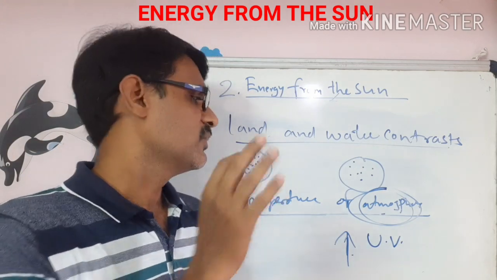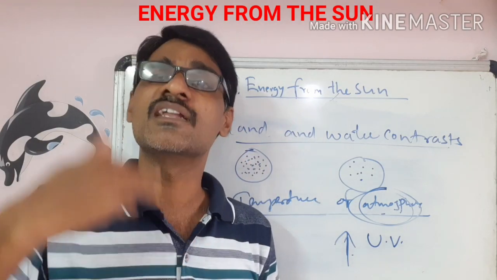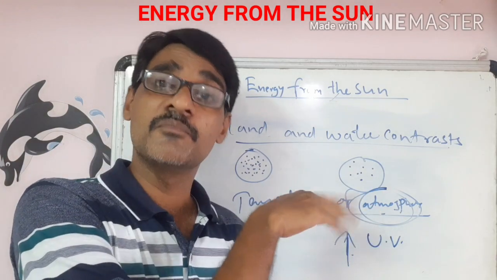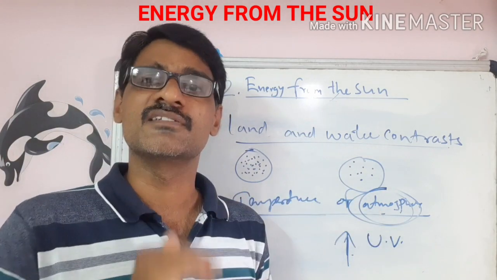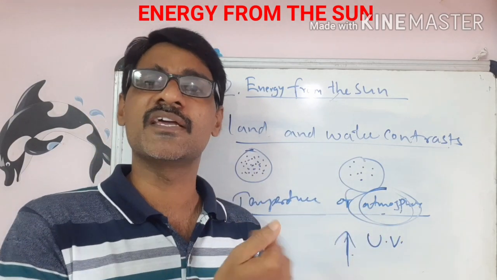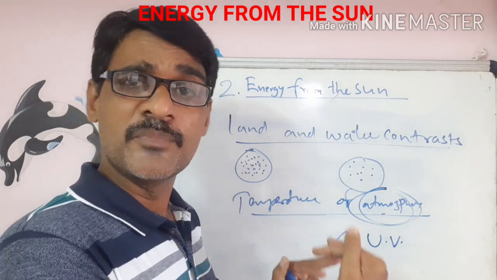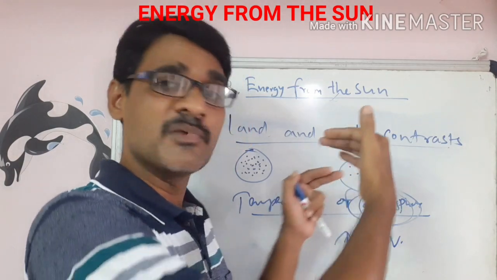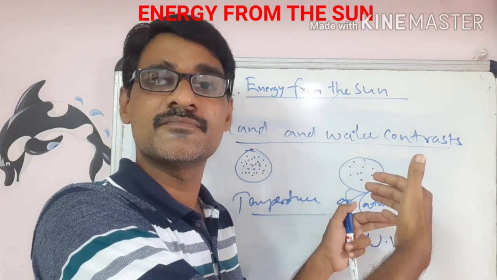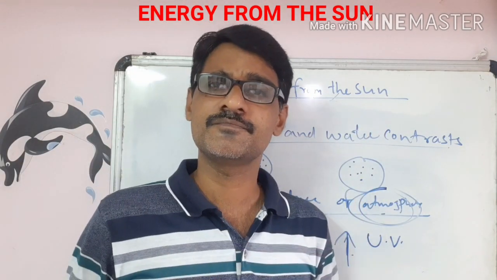only, and the other rays are allowed to reach the earth's surface, but the earth is not heated up directly by the sun's rays. Only the atmosphere is heated up by the terrestrial radiation. Terrestrial radiation means the energy, the temperature, the heat released by the earth, once the earth is heated up by the sun rays.